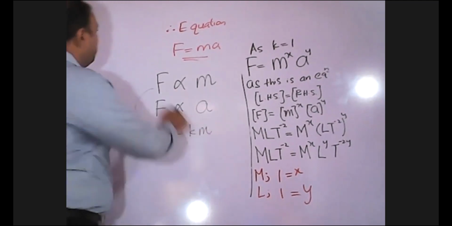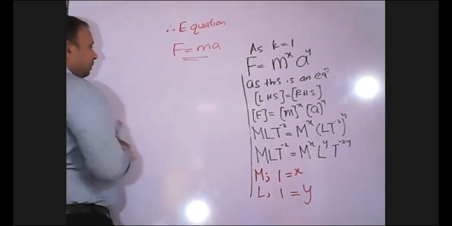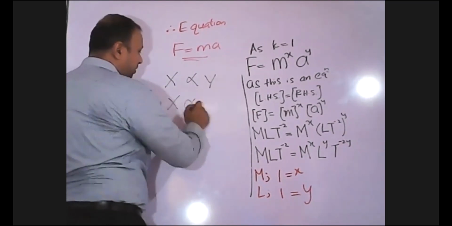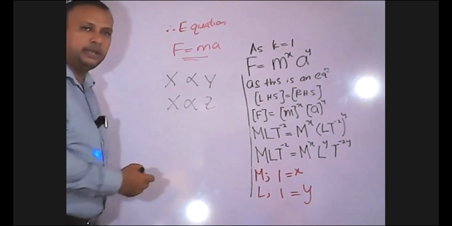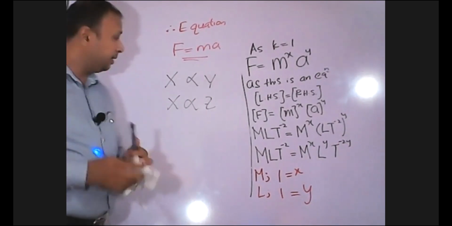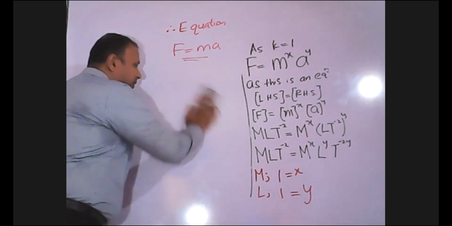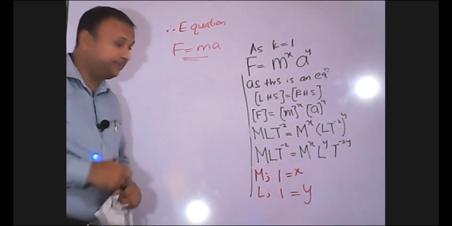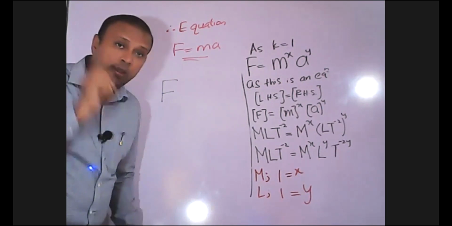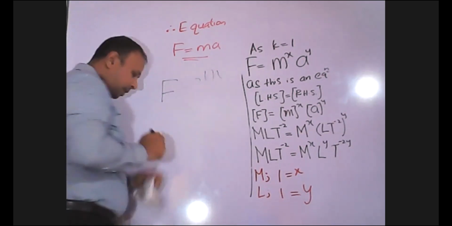So if you take this one, suppose you consider x is directly proportional to y, then x is directly proportional to z. If those are only mathematical quantities, then your answer is correct. But these are not mathematical quantities. Those are physical quantities. Force is a physical quantity. So the mass is not the only factor that affects F.